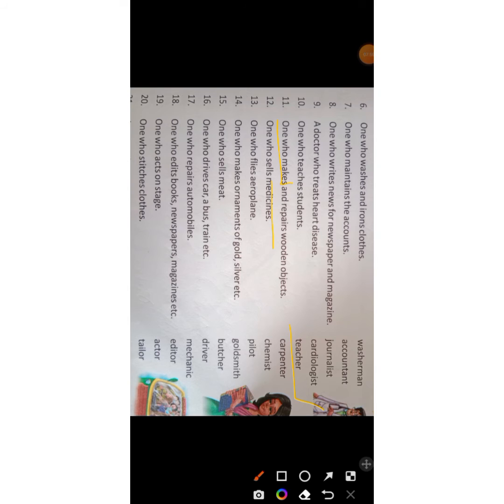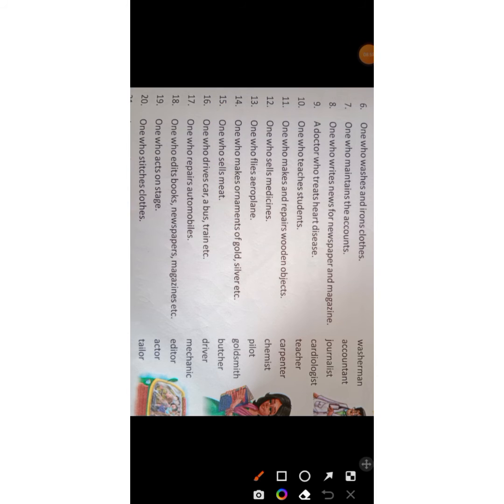One who makes and repairs wooden objects. A person who makes or repairs wooden objects, that person is called a carpenter. One who sells medicines. A person who sells medicines, that person is a chemist. One who flies aeroplane. A person who flies aeroplane, that person is a pilot. One who makes ornaments of gold, silver, etc. A person who makes the jewelry of gold, silver, that person is known as goldsmith. And after this, one who sells meat. A person who sells meat, that person is a butcher.